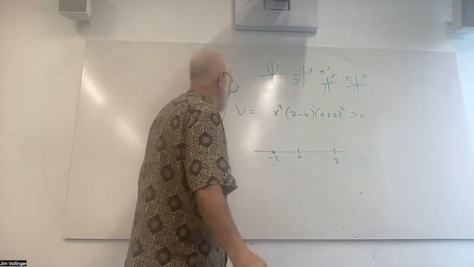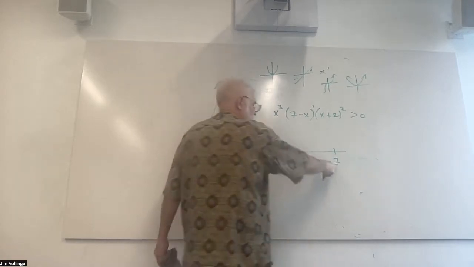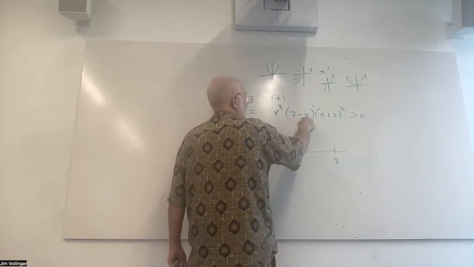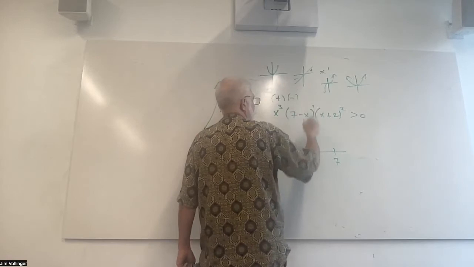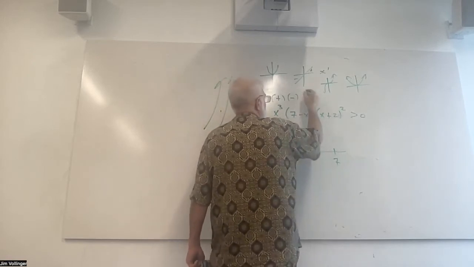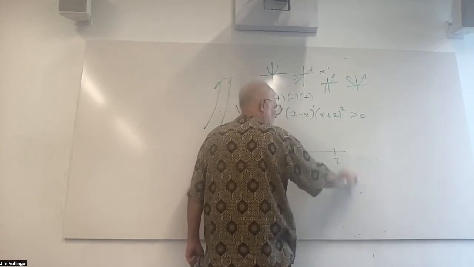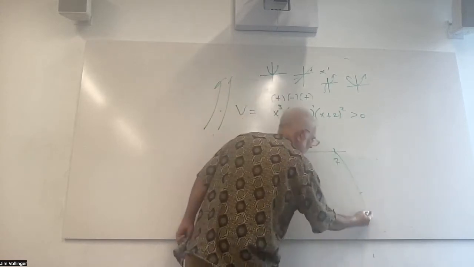All right, so let's see. Let's put a number bigger than 7 in. Let's put 10 in. 10 cubed, positive. 7 minus 10. Ooh, that's negative. 10 plus 2 squared, that's positive. That's a negative product. Negative product means that this polynomial is looking like that.